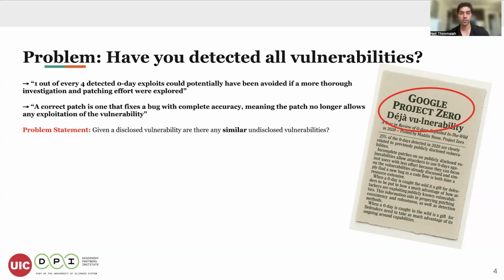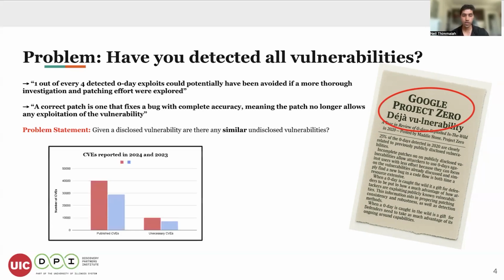And we frame our main problem statement based off this, where we say that given a disclosed vulnerability, are there other similar undisclosed vulnerabilities which haven't been found or detected and haven't been reported as CVEs? Shown in the statistics here, we see that there were a bunch of CVEs that were published in the years 2024 and 2023, 25% of them being not needed because they were just variants of the main vulnerabilities that were reported in these CVEs. So if a thorough investigation and patching was to be done, these extra unnecessary CVEs could have been avoided, and they didn't have to be published because they could have been included in the original CVE itself.